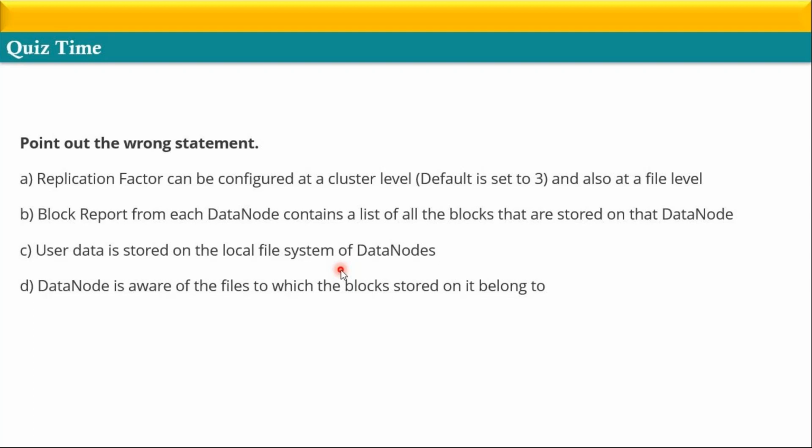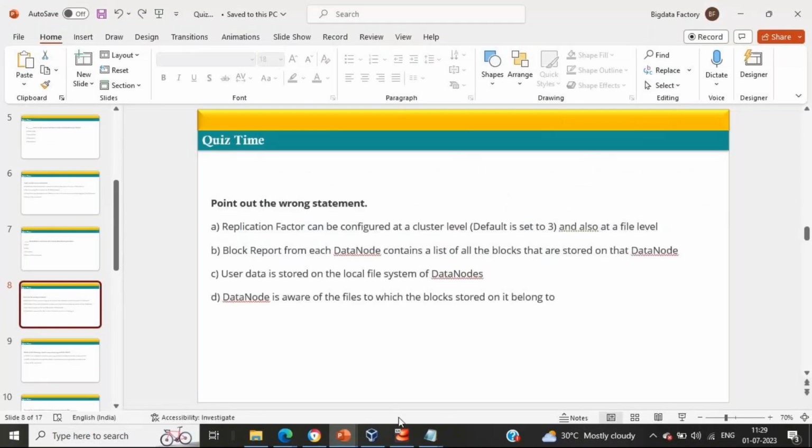User data is stored on the local file system of the data node. Okay. Who said C? Sir, Akhil. Okay. Because it is not stored on the local file system. Try to focus on the line: local file system of data nodes.